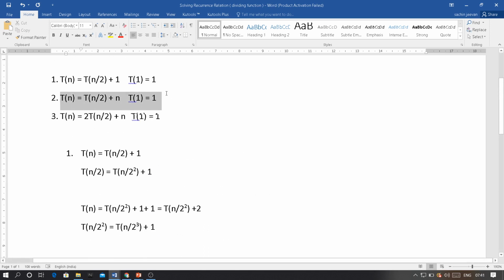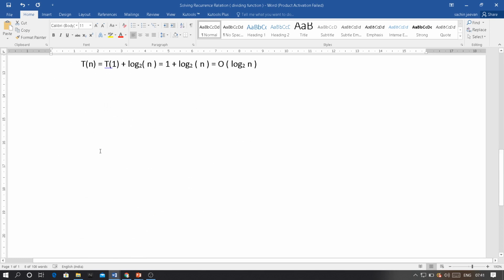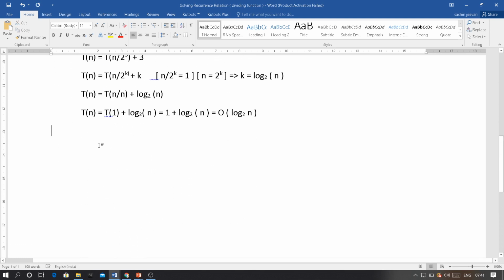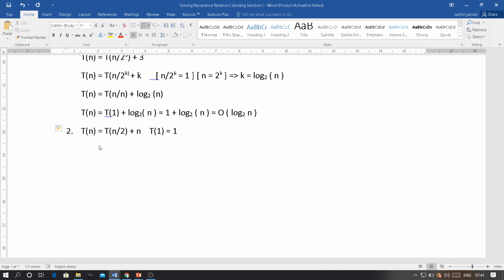Now we will take the second equation and try to solve it faster. Since you already have a good knowledge of what successive substitution is all about, I'll try to finish this fast. Now if you take T of n is equal to T of n divided by 2 plus n, we will go with successive substitution. First of all we will find the value of T of n divided by 2, which is going to be T of n divided by 2 square.